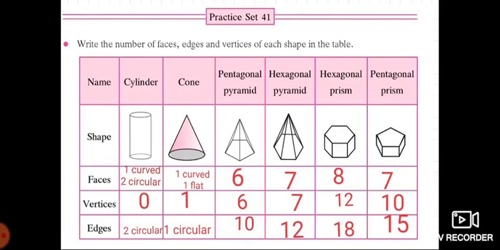So here we have completed our practice set 41. You can take the screenshot and write the question and the table with the number of faces, edges and vertices in your CW. So we have also completed our lesson on 3-dimensional shapes. I hope you have understood the lesson. This was a very interesting and easy lesson. So I hope you have understood it. Write the notes and the practice sets neatly in your CW.